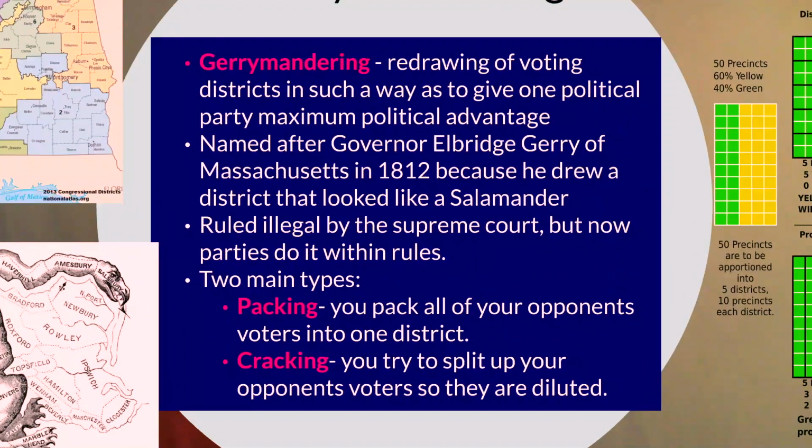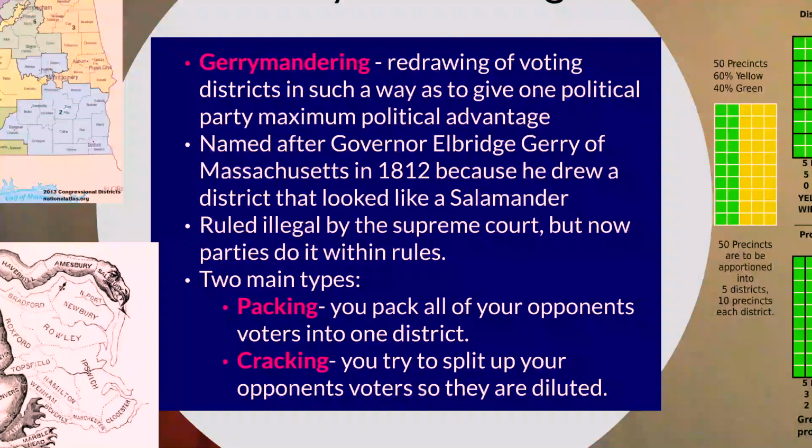You may have heard the strange term gerrymandering before. Gerrymandering is the redrawing of voting districts in a way that will give one party maximum political advantage. So the party in charge redraws the lines in order to try to maximize their advantage. It was named after a governor in the 1800s named Elbridge Gerry. Fun fact, he actually went on to become vice president.